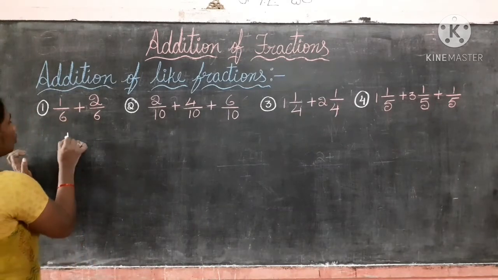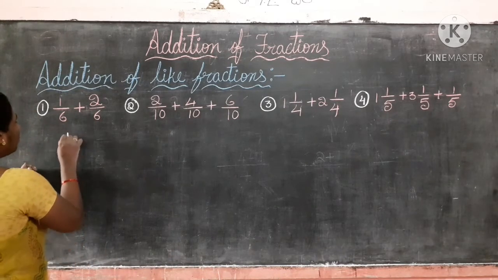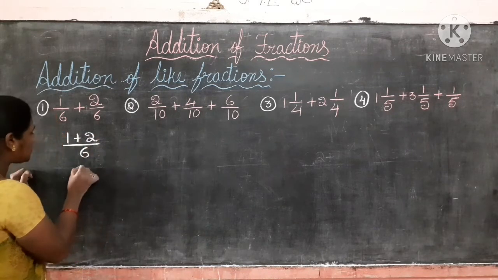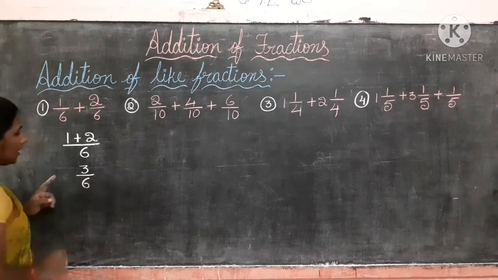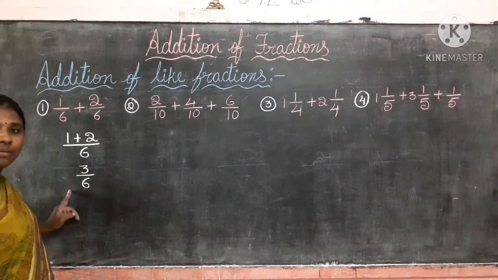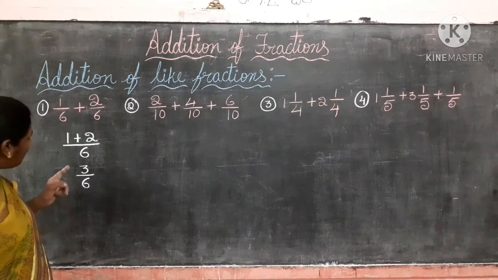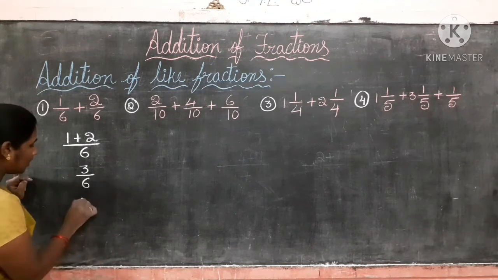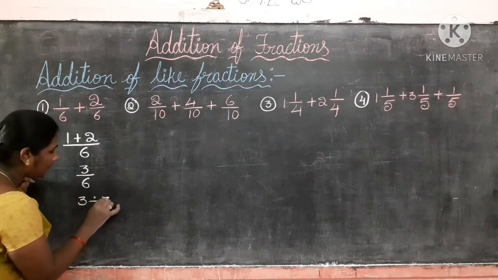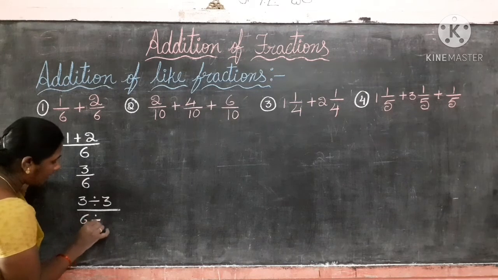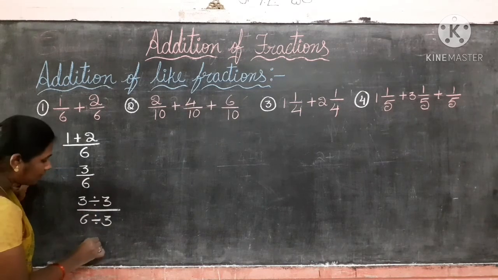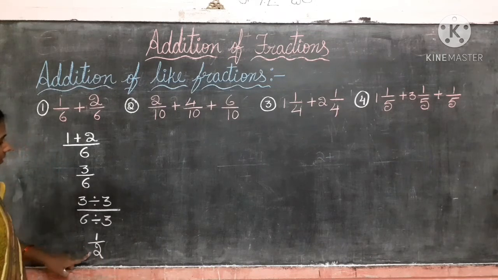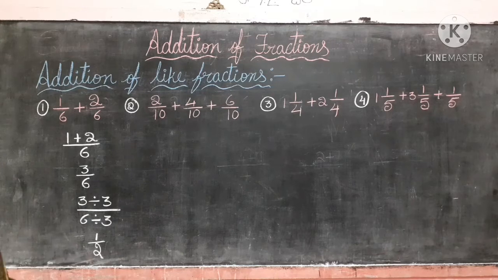1 plus 2 by 6. 1 plus 2 how much? 3 by 6. If you observe, these 3 and 6 come in the same table. What table? Both come in the 3 table. So we have to divide both by 3. 3 divided by 3, 6 divided by 3. 3 table, 3 how many times? 3 ones are 3. 3 table, 6 how many times? 3 twos are 6. So the answer is 1 by 2.